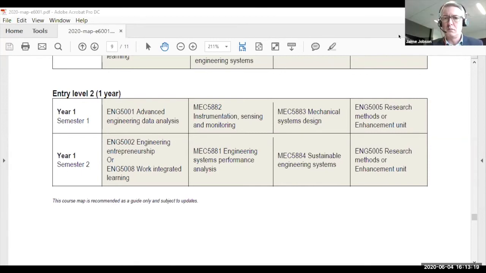Sure. In terms of the potential employers in the internship, what's the best way to find, I guess, those potential companies? Yeah, it's a good question.